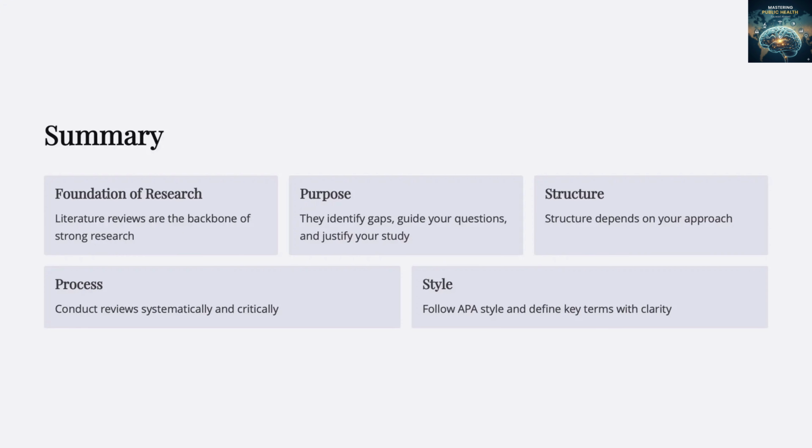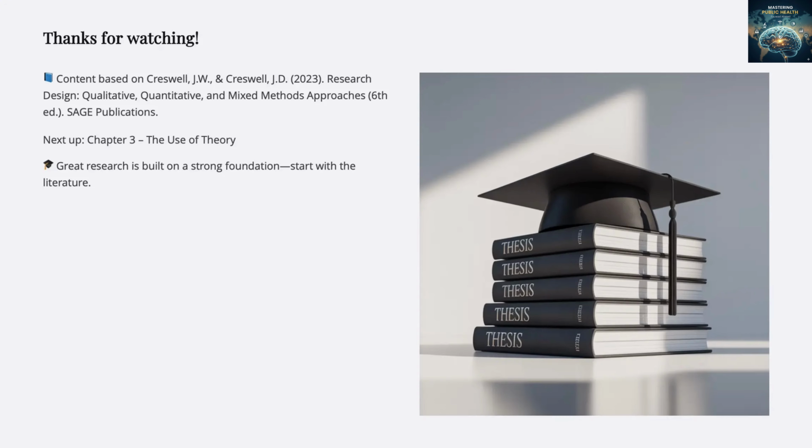To sum up, a literature review lays the foundation for your study. It reveals what's known, what's missing, and where your research fits. Structure your review according to your method: qualitative, quantitative, or mixed. Use a clear, thematic, and evaluative approach. Follow APA style and define your terms with care. This concludes Chapter 2, Review of the Literature.